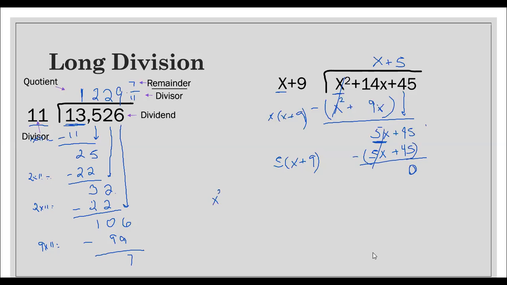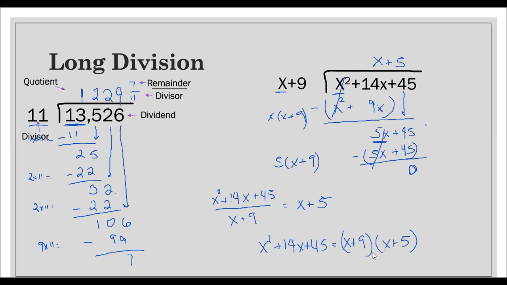We can write this as x squared plus 14x plus 45 divided by x plus 9 is equal to x plus 5. Or we can write this as x squared plus 14x plus 45 is equal to x plus 9 times x plus 5. And we can FOIL this out and check it to verify that. But when we have no remainder, it's clear cut and straight like that.